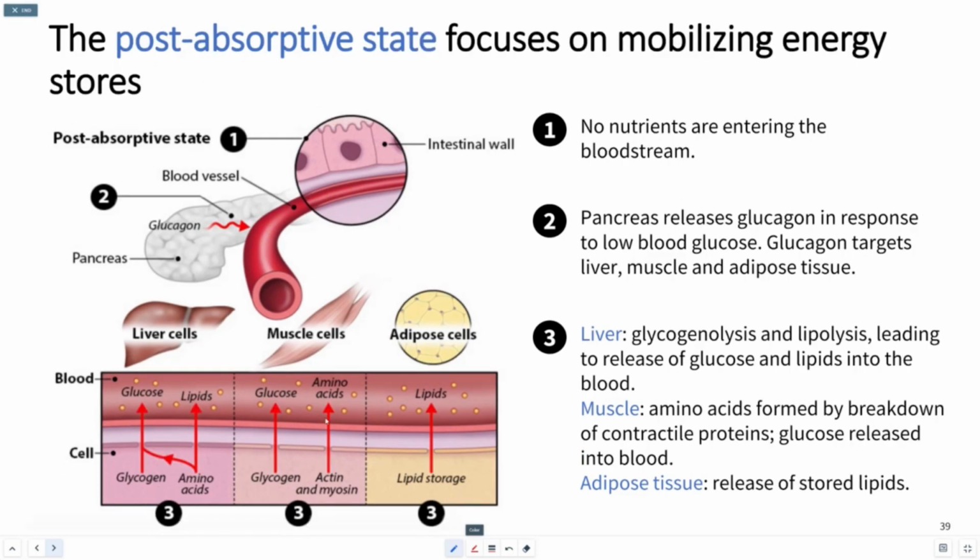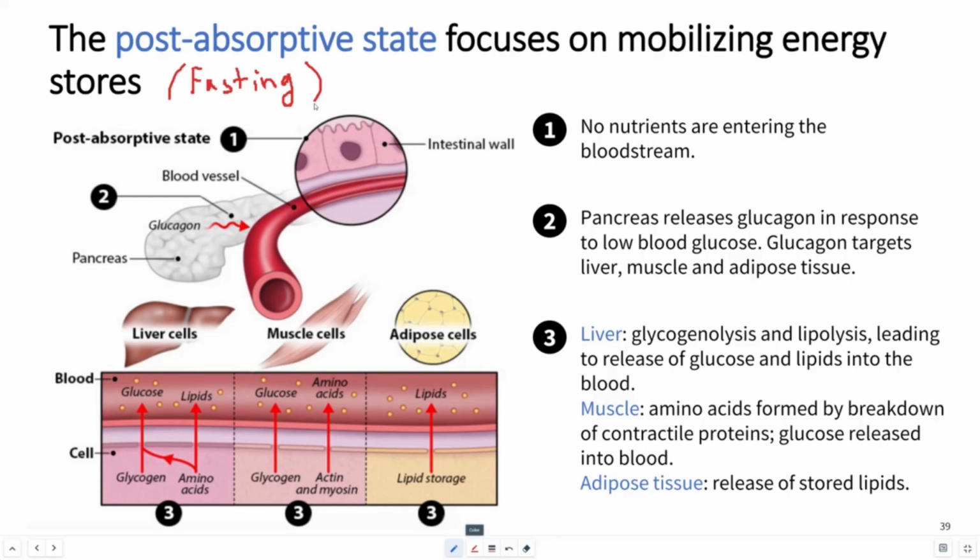The post-absorptive state is also known as the fasting state. The fasting state is the time between meals when the body relies on the storage nutrients because there's no further absorption of nutrients occurring. Glucagon is going to be the major regulatory hormone that is released during the fasting state. The liver goes through glycogenolysis and lipolysis, leading to the release of glucose and lipids into the blood.